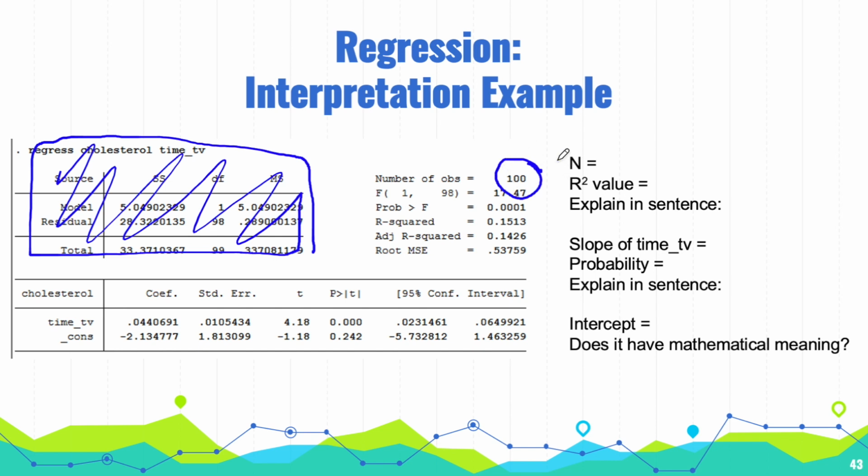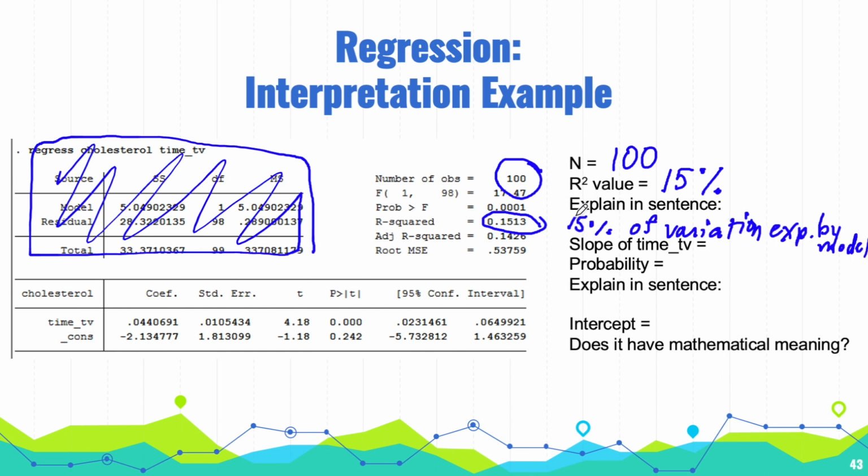Yes, n equals 100. Now, what's the r squared value? Here, you can see it's 0.15. Let's convert it to a percentage, 15%. What we can say is that 15% of the variation is explained by our model. Not a lot, but it's definitely something to investigate.